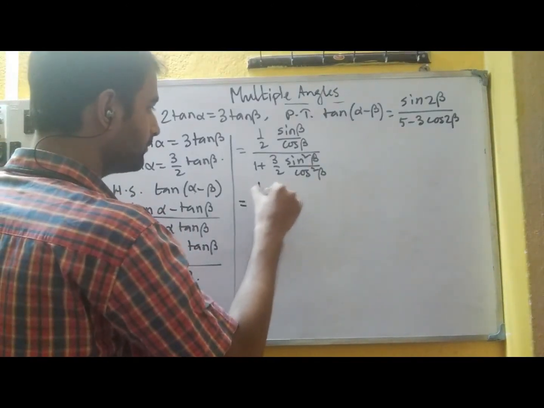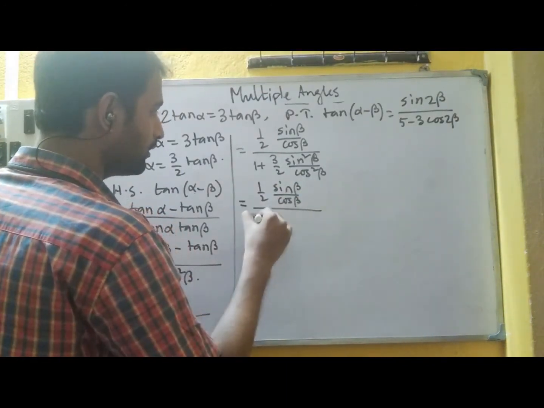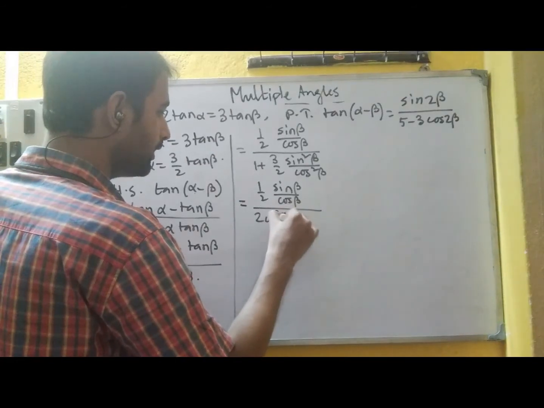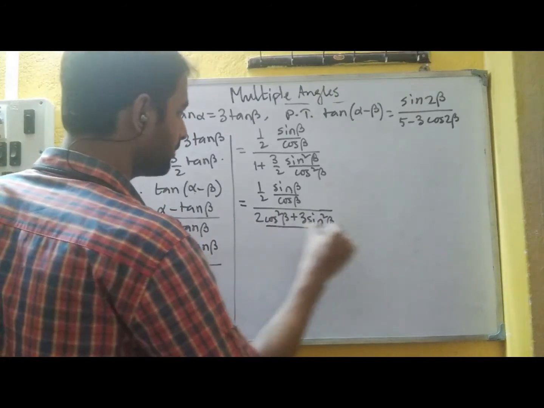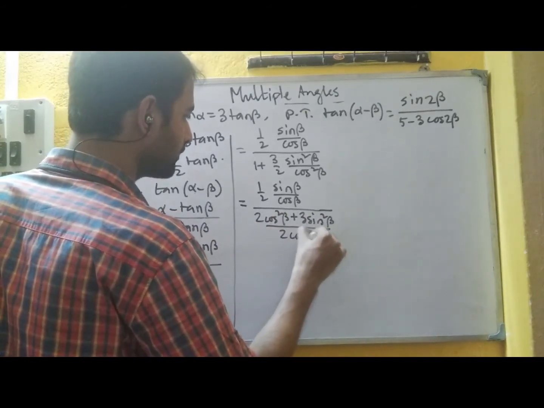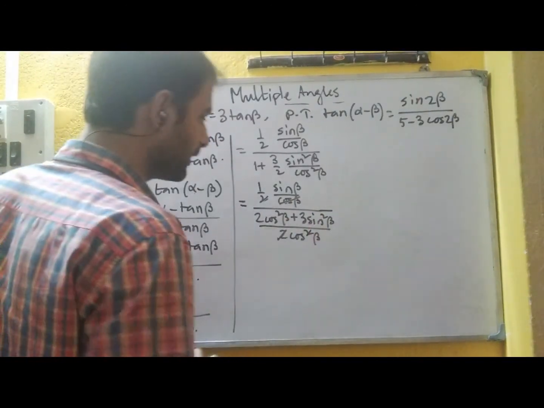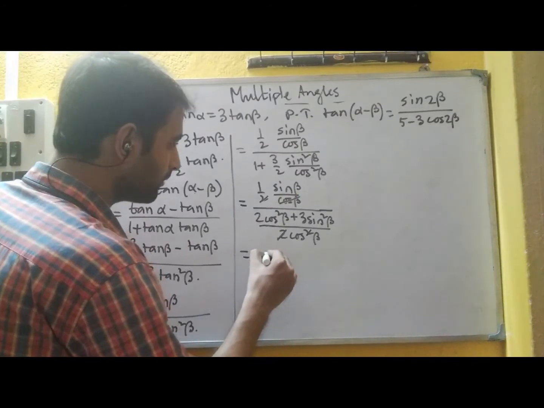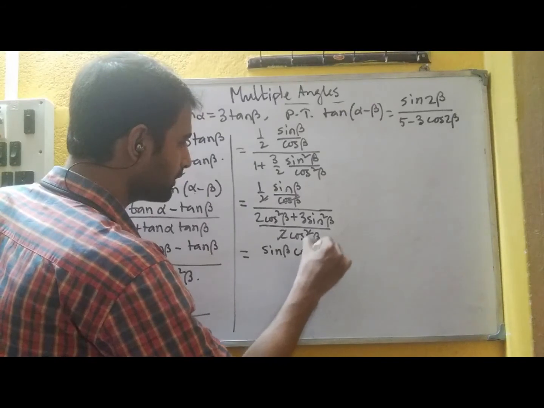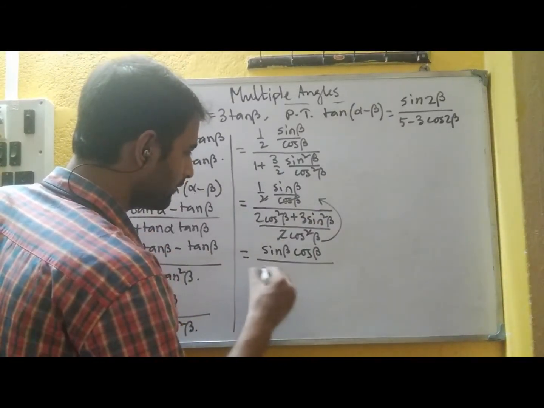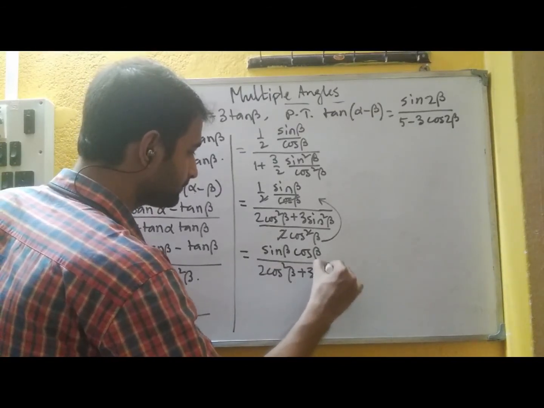Then after the LCM, we can see it will be 2 cos square beta plus 3 sine square beta divided by 2 cos square beta. So this 2 factor and this 2 factor will cancel out, this cos and this cos square will cancel out. Finally, it will come like this. It is sine beta cos beta, this cos beta is going in the numerator, all divided by 2 cos square plus 3 sine square.